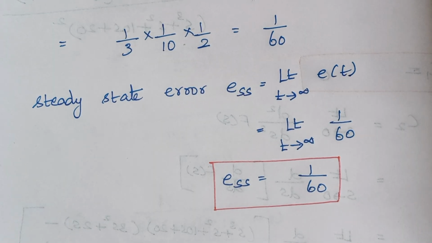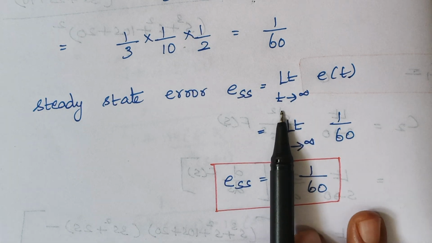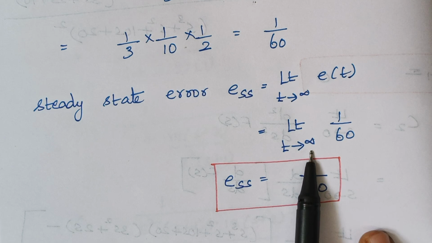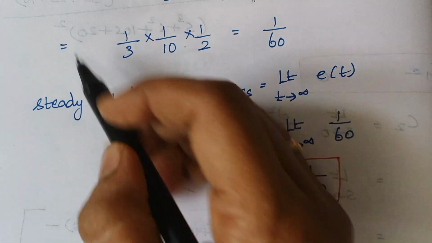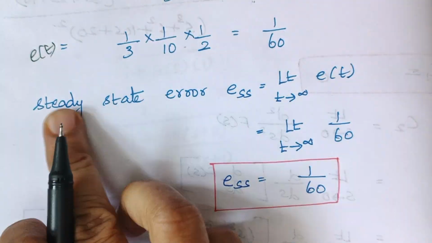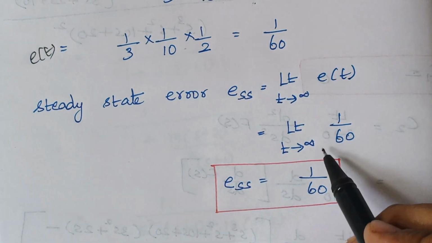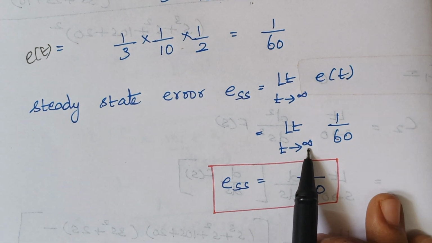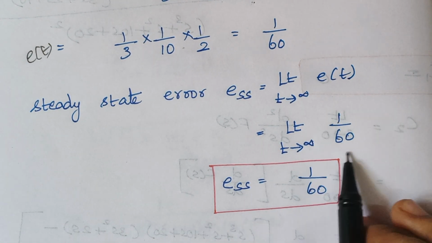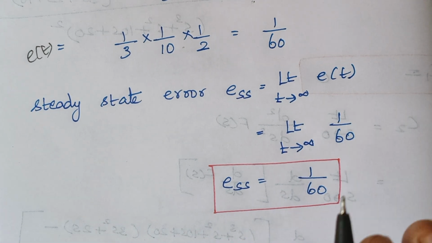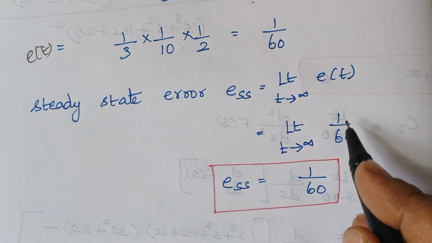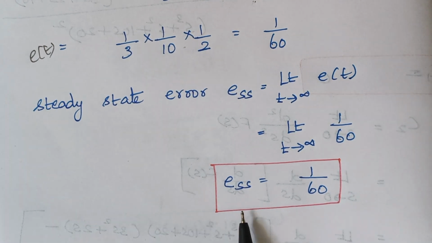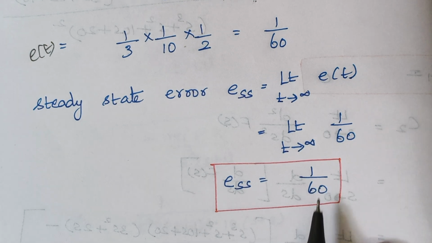So what is the formula for steady state error? It is given by limit t tends to infinity e of t. So again, limit t tends to infinity, and the value of e of t is found to be, so this is your e of t, e of t is found to be 1 by 60. So just substitute the values here. So here you see t tends to infinity. There is no t term available here. If there is a t term, we have to substitute the value of t as infinity. But here we are having a constant. So we cannot substitute anything. So finally the value of steady state error is found to be 1 by 60.